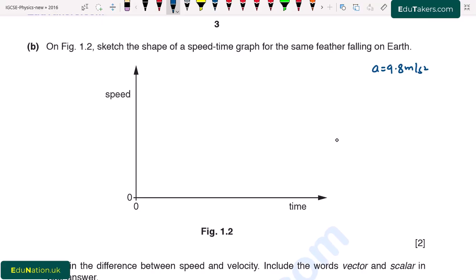So there will be a graph that, due to the air resistance, is basically with a decreasing gradient. I am going to draw this.